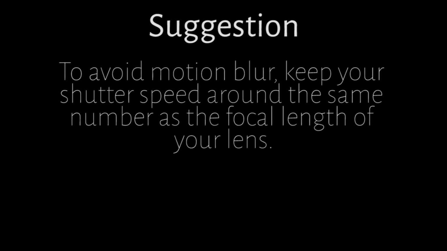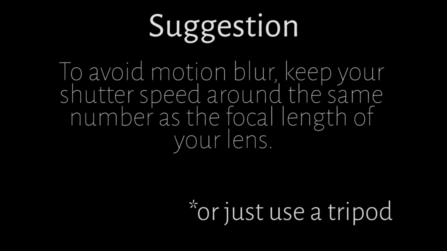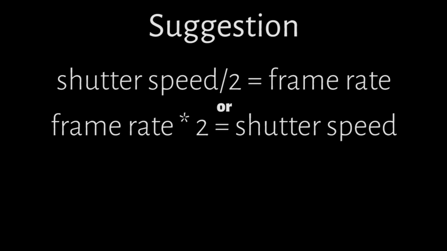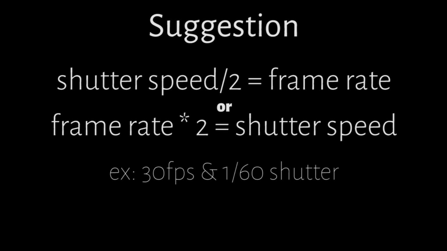The shutter affects the amount of light and blur in your image. A good rule of thumb is to keep your shutter speed around the same number as the focal length of the lens to avoid blur when handheld. Otherwise, just use a tripod if you need to slow down the shutter speed. Another rule of thumb when working with video is to make your shutter speed double the frame rate. So if you're shooting 30 frames per second, you might want to try 1/60th of a second for your shutter speed.